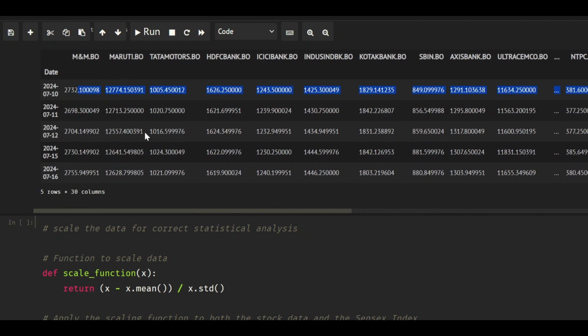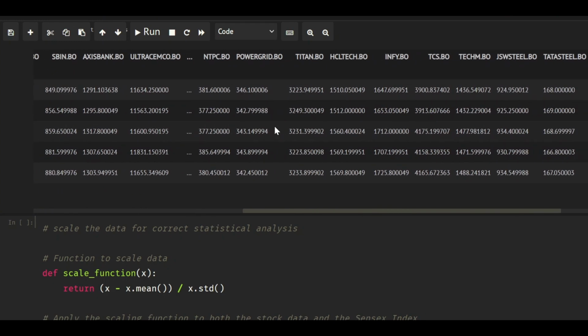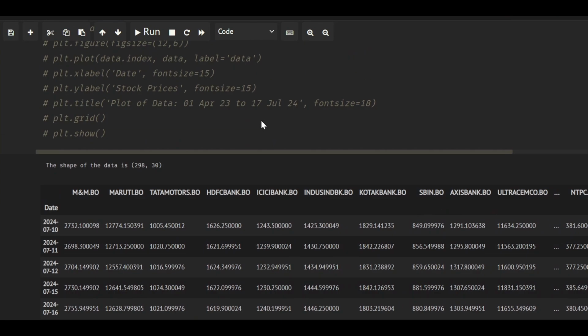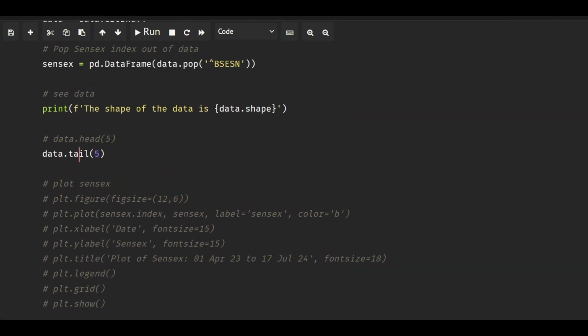And remember, for all these stock prices for each company, there's a difference in the price. For example, Mahindra & Mahindra is having a price of 2,732, whereas any other company, for example, let's say Tata Steel, its stock price is hovering around 166. So since there's a disparity in prices, we have to do something, and I'll talk about it in a bit. Before we move further, let's just see if we have captured the Sensex correctly.